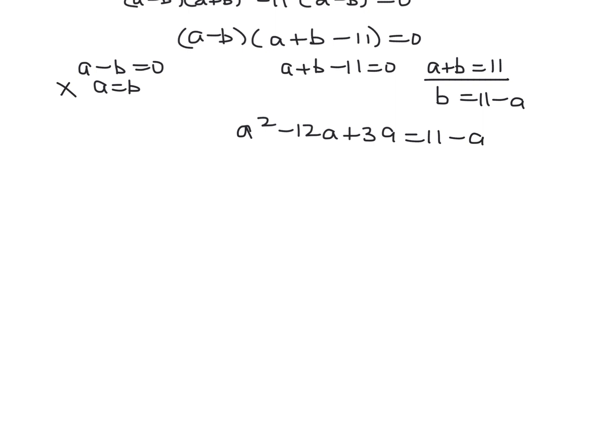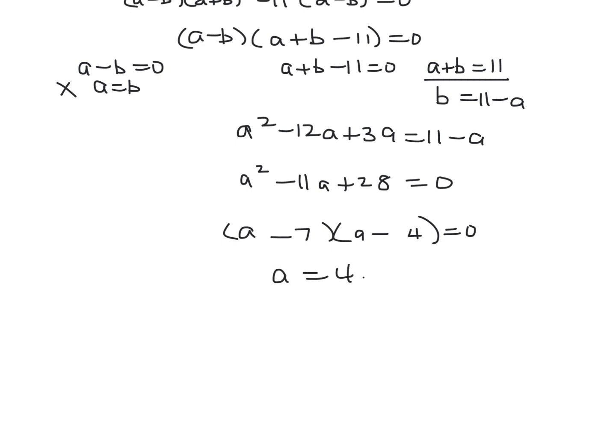Okay, so a squared, we're adding, so minus 11a, and then this will be 28. And I'm pretty sure this factors very nicely. So we have a 7 and 4, minus, minus. So a is either equal to 4 or 7. And there you go.